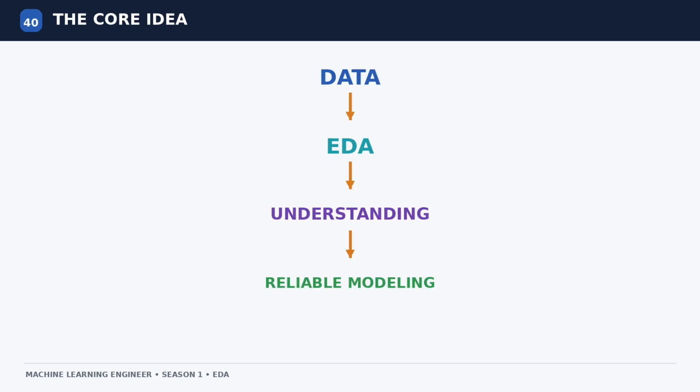A machine learning engineer isn't someone who simply knows dozens of algorithms. It's someone who can take messy real world data, understand what is happening inside it, identify problems, make good engineering decisions, and then build a reliable system. And EDA is one of the first skills that helps you do exactly that.